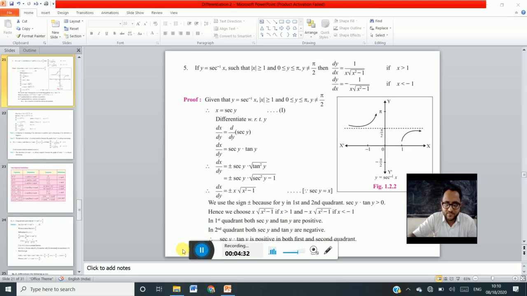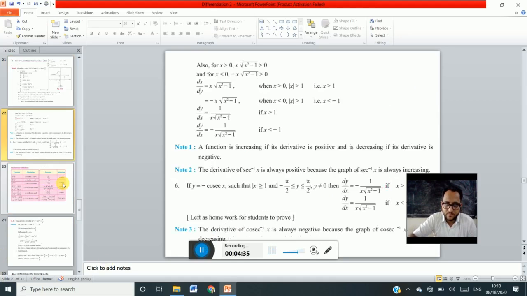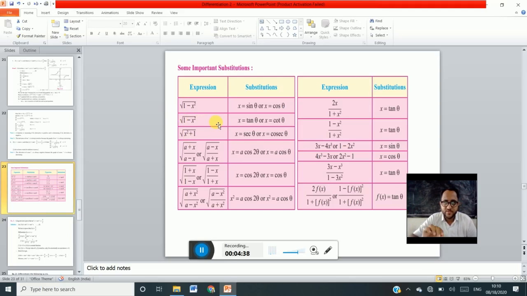Then see here, some important substitutions. While solving the examples, we have to use these substitutions. This substitution chart is already given in your textbook. So remember this. First of all, write it in your notebook and then remember it, right? How to remember? If this expression is given in the example, root 1 minus x square, of this type, then you have to substitute x equals sin theta or x equals cos theta, either one. After substitution, we have to proceed further for that example, right.